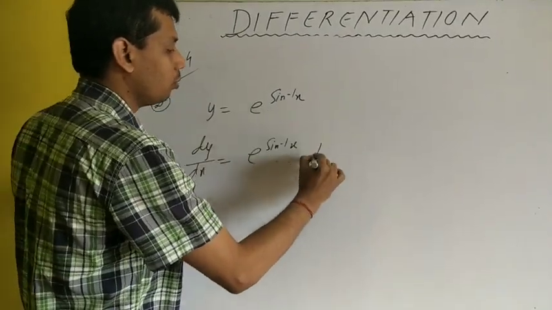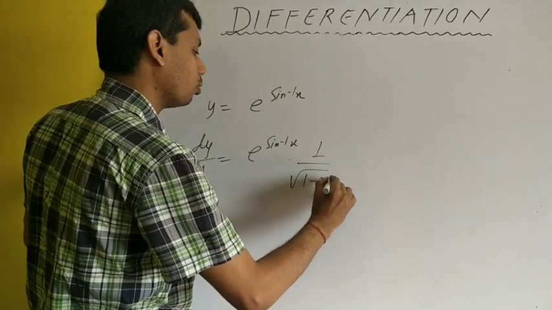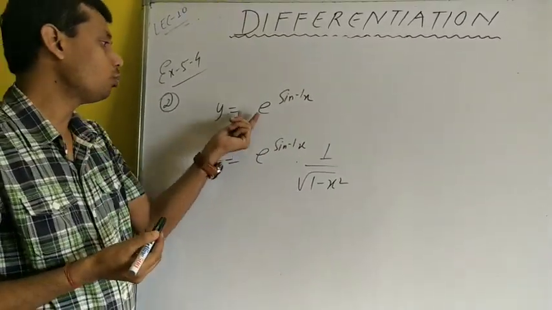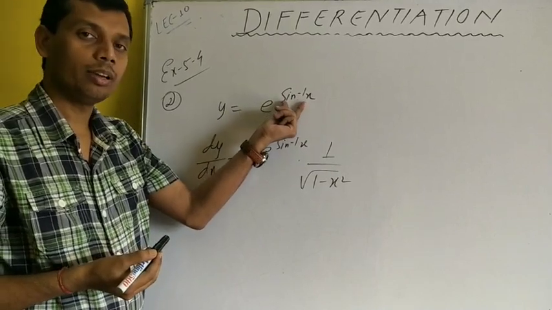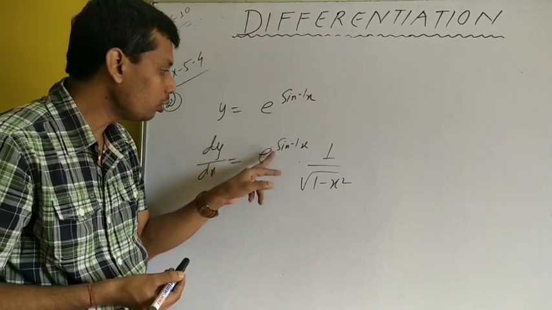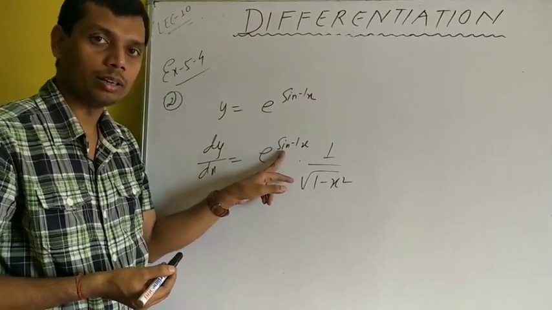Sine inverse x is 1 by root over 1 minus x square. Okay, simple chain rule we are applying here. Y is equal to e to the power sine inverse x. What is our x here? Sine inverse x. We know that differentiation of e to the power x is what? E to the power x. Okay, this is partially differentiated.